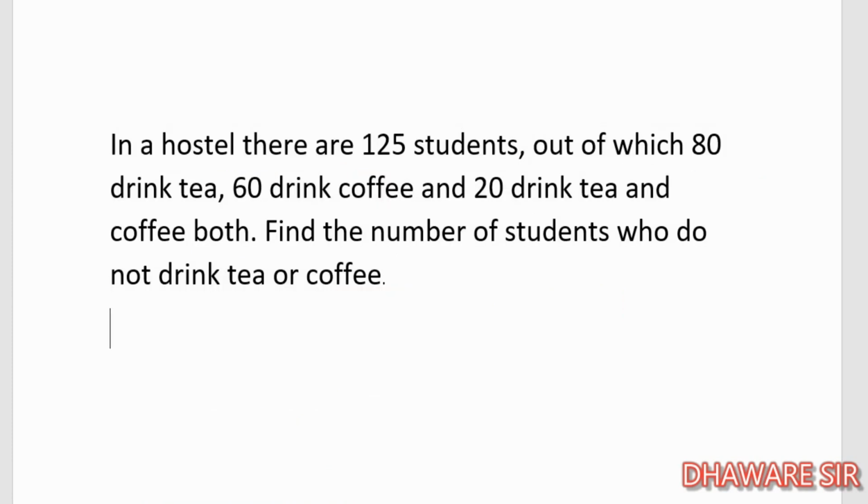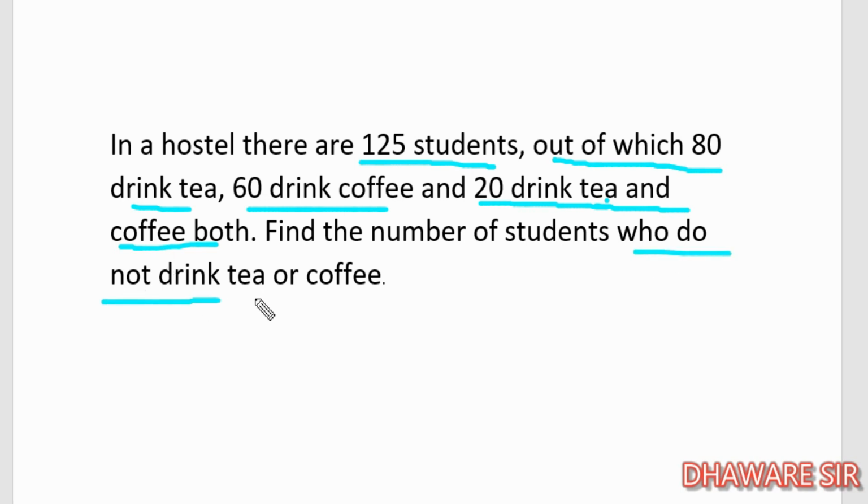What is our next example? Let us read. In a hostel there are 125 students. Total 125, out of which 80 students drink tea, 60 drink coffee, 20 drink tea and coffee both. Find the number of students who do not drink tea or coffee. We are going to find out the students who don't drink tea or coffee.